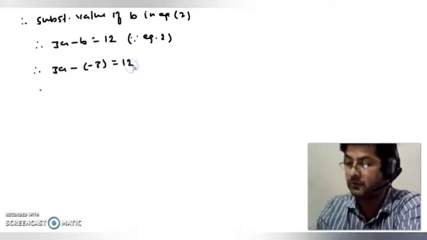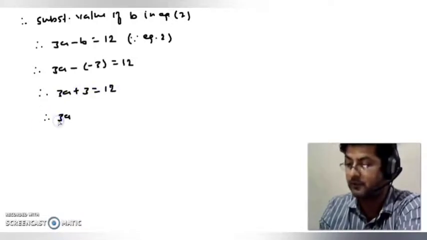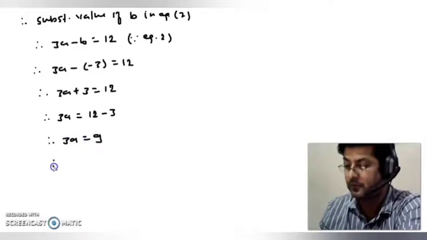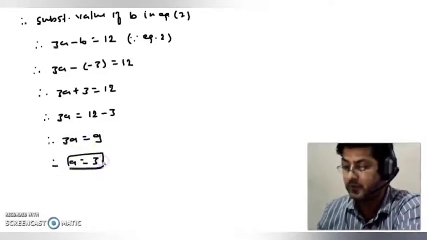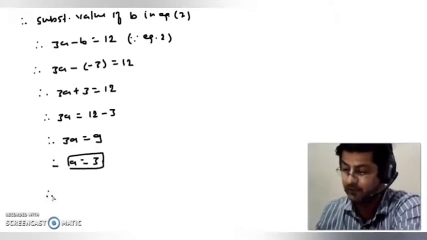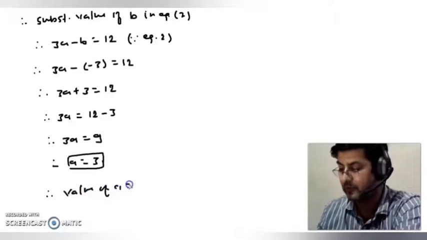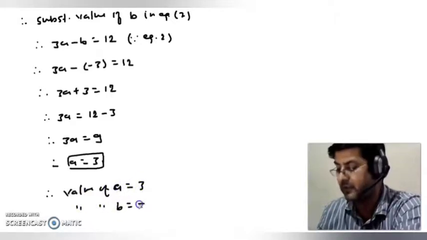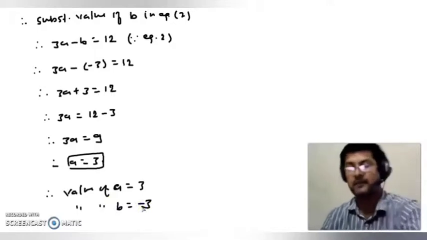is equal to 12. Therefore 3a plus 3 is equal to 12. Therefore 3a is equal to 12 minus 3. Therefore 3a is equal to 9. Therefore a is equal to 3, and therefore the value of a is 3 and value of b is minus 3.